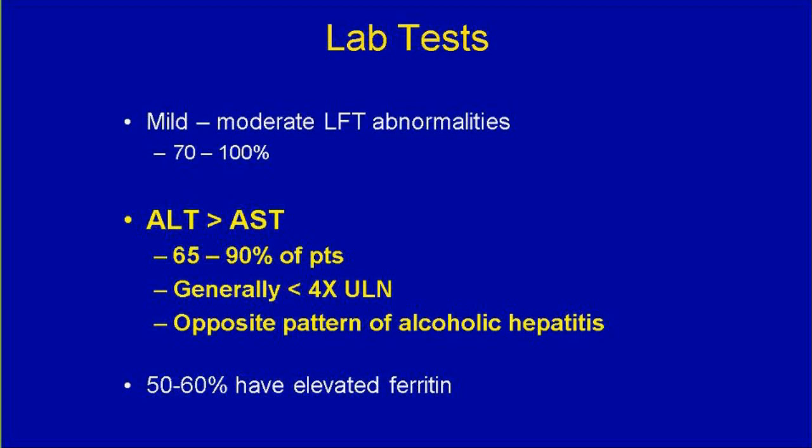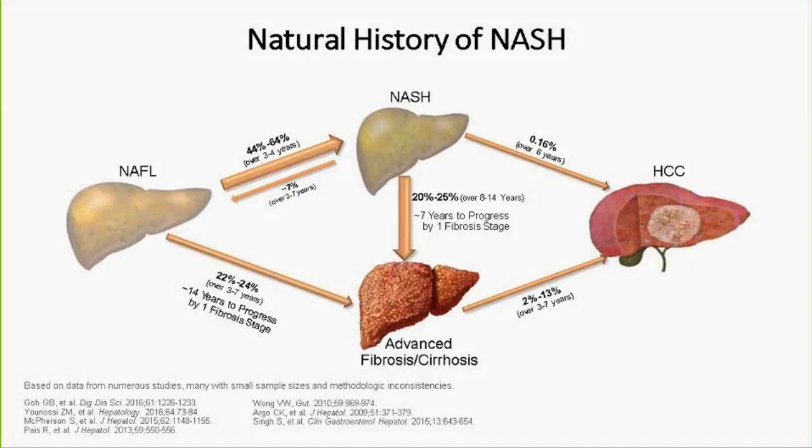Non-alcoholic fatty liver, the exact opposite. ALT is higher than AST. These are not 500s, 1,000s, 2,000s. These are more 50s to 100s, 50s to 150s. We do see elevated ferritin levels in these patients, sometimes as part of the process, sometimes as an inflammatory component. There have been some studies saying that the higher the ferritin in fatty liver, the worse the potential outcomes. Again, they're a little bit weak studies. We'll see where that goes.